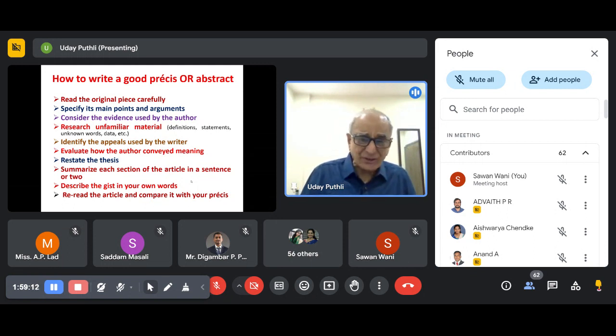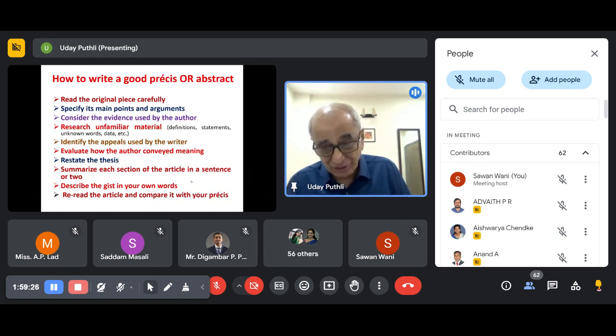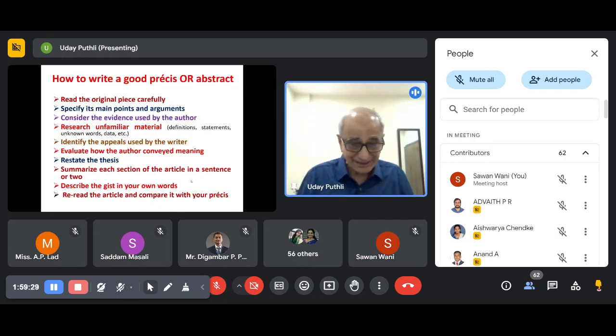Now, each section of the article, please summarize it in one or two sentences and describe the gist in your own words. Now you reread the article and compare it with your précis. Have you missed anything? Is everything okay? If that is the case, if you're satisfied with what you have done, this particular précis which you have written will be a good, quick reference to you when you want to remember certain things that you have read.